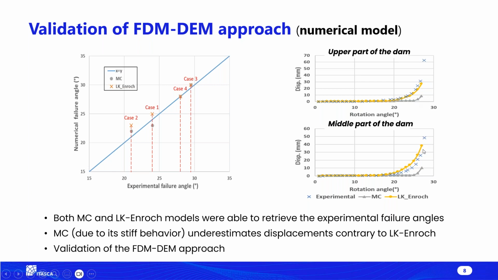We can see that Alkan-Roche was able to give a very accurate gradual increase of displacements as a function of the rotation angle, whereas Mohr-Coulomb underestimated this displacement, which was expected due to its stiff behavior. So the final conclusion of the study is that the numerical approach was validated using the Alkan-Roche model.